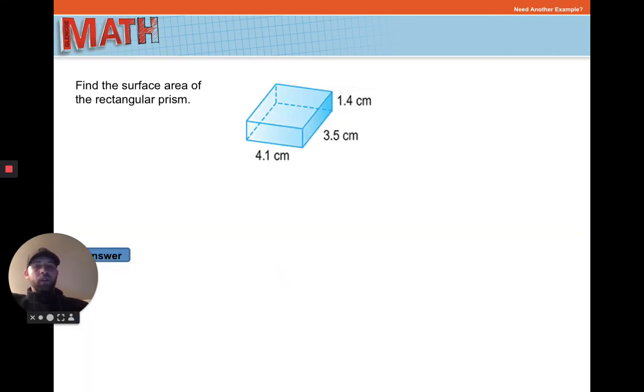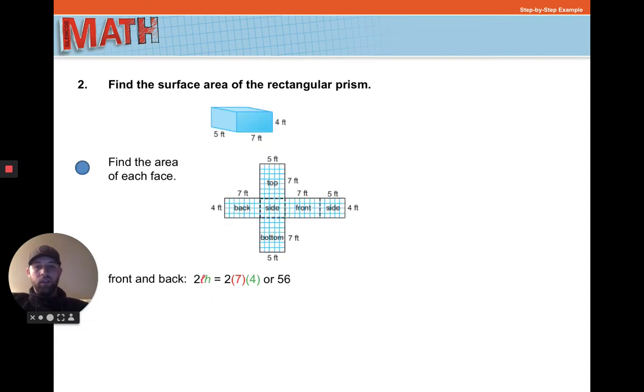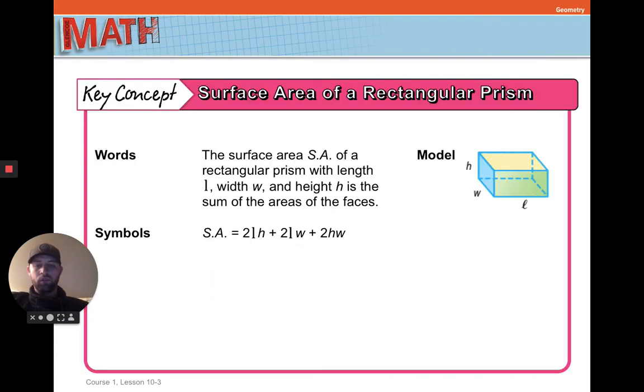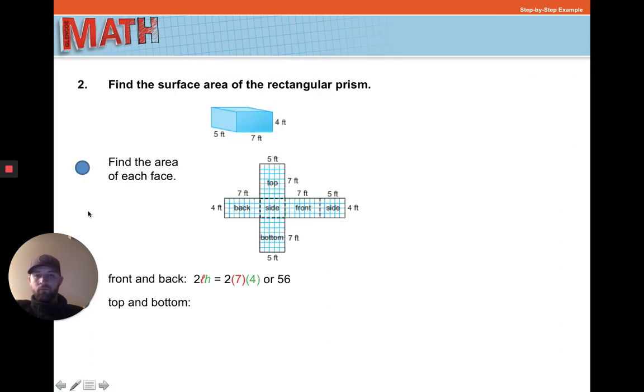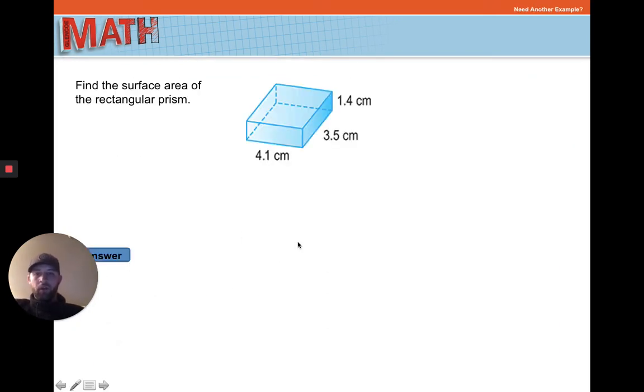All right, let's look at another one, except we are going to use the formula in this case. Going back, just so you can see what the formula was, that's this right here. 2 times the length times the height, plus 2 times the length times the width, plus 2 times the height times the width. Sorry, just pulling up my calculator here. Here we go. Here is your formula. We're just going to write it down just so you have it.